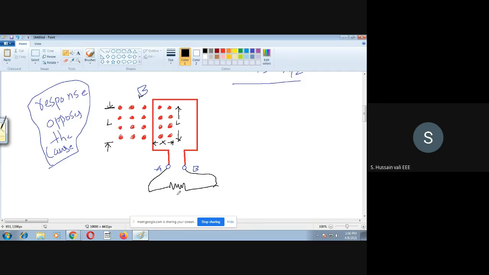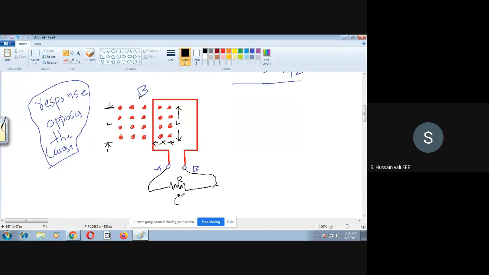Now some current is flowing. I'm not drawing the direction of the current here; I will tell you what the direction is. So assume that this is a resistor R. When I close this path through a load, and assume the load here is a resistor, then some current I flows through the resistor.